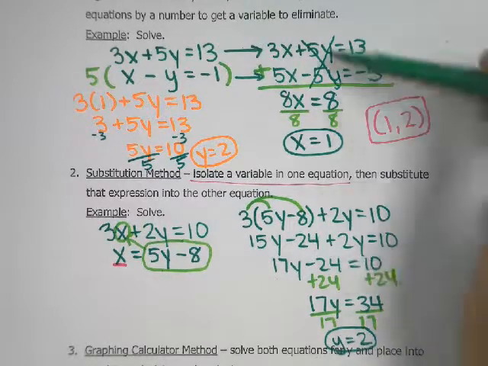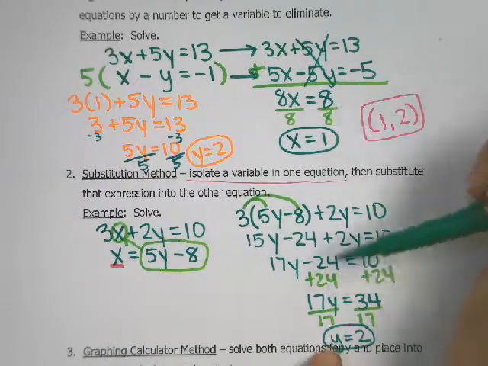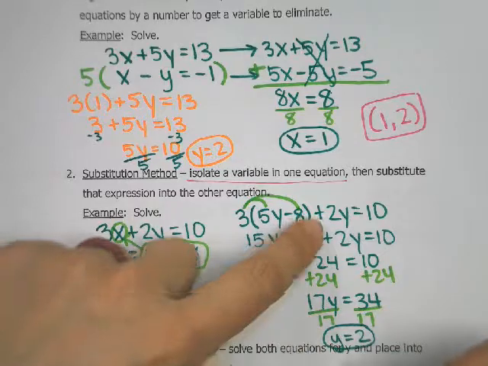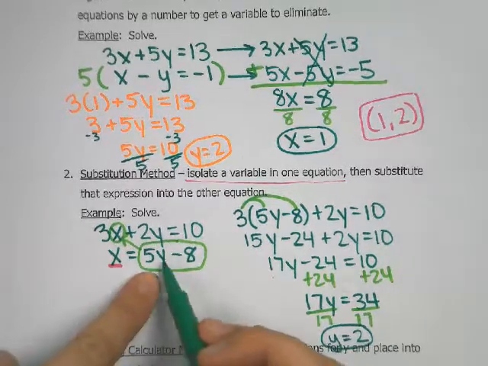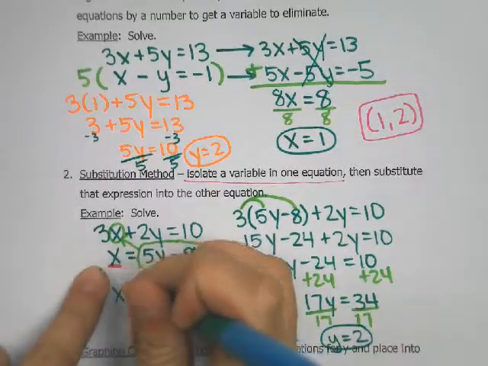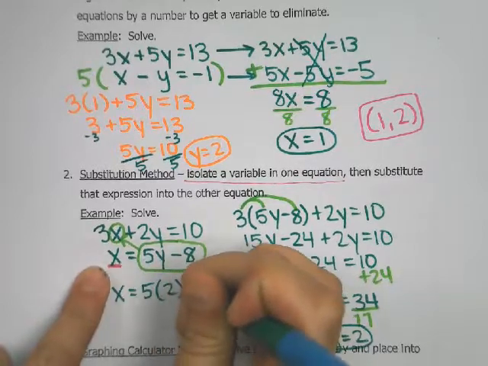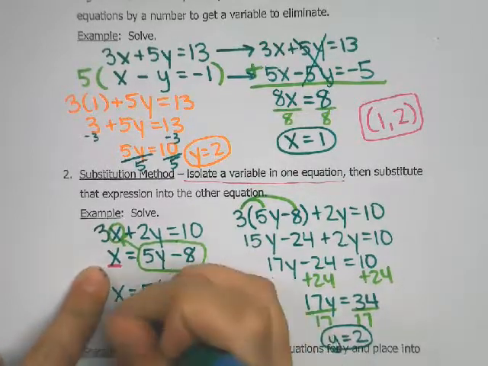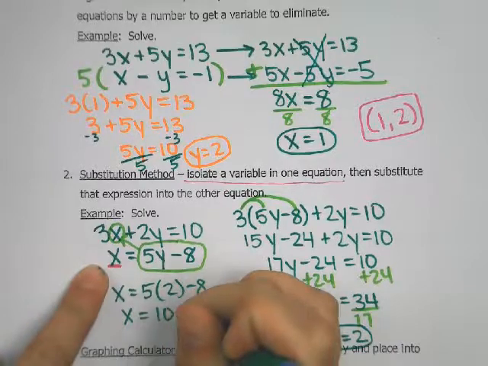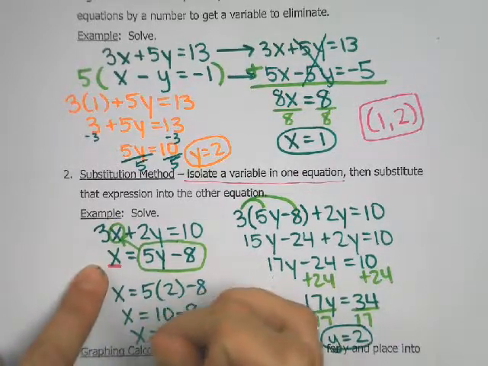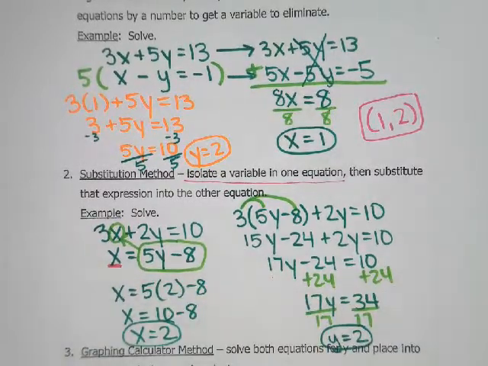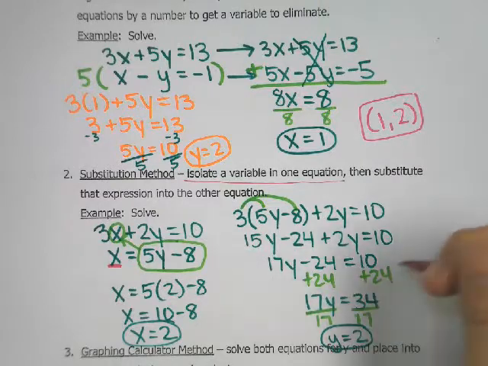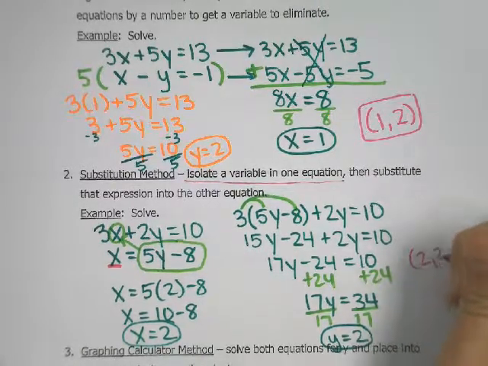This takes a little more work than I think this did up here. But to plug it back in, we have less work. Because I'm going to take this and plug it in here for y. And it's already solved for x, so it saves us a little bit of time. x equals 10 minus 8. x equals 2. So my solution for this system is 2, 2.